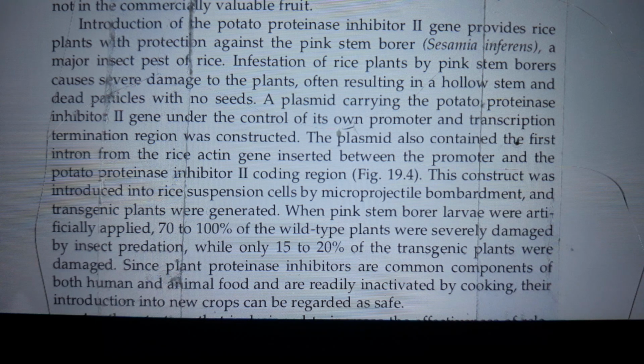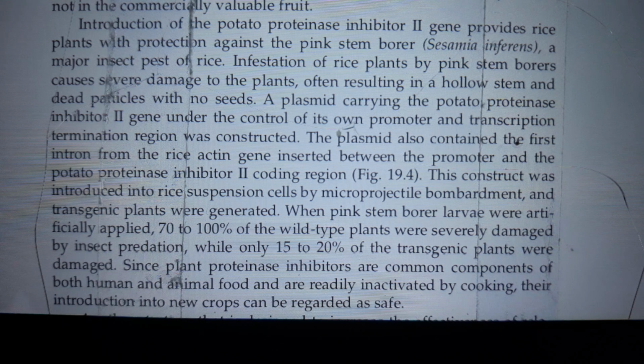A plasmid carrying the potato proteinase inhibitor 2 gene under the control of its own promoter and transcription termination region was constructed. The plasmid also contained the first intron from the rice actin gene inserted between the promoter and the potato proteinase inhibitor 2 coding region. This construct was introduced into rice suspension cells by microprojectile bombardment, and transgenic plants were generated.